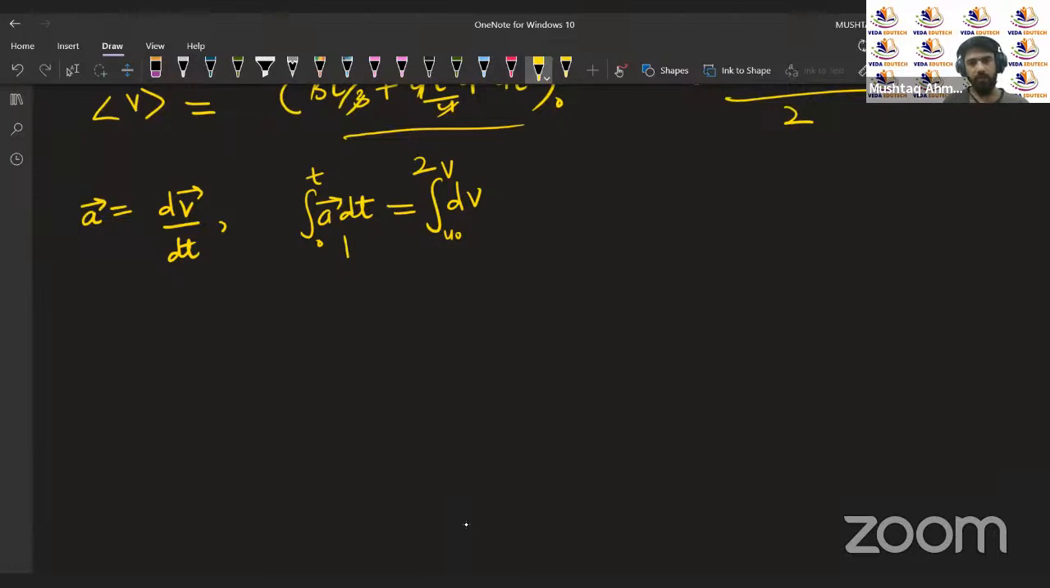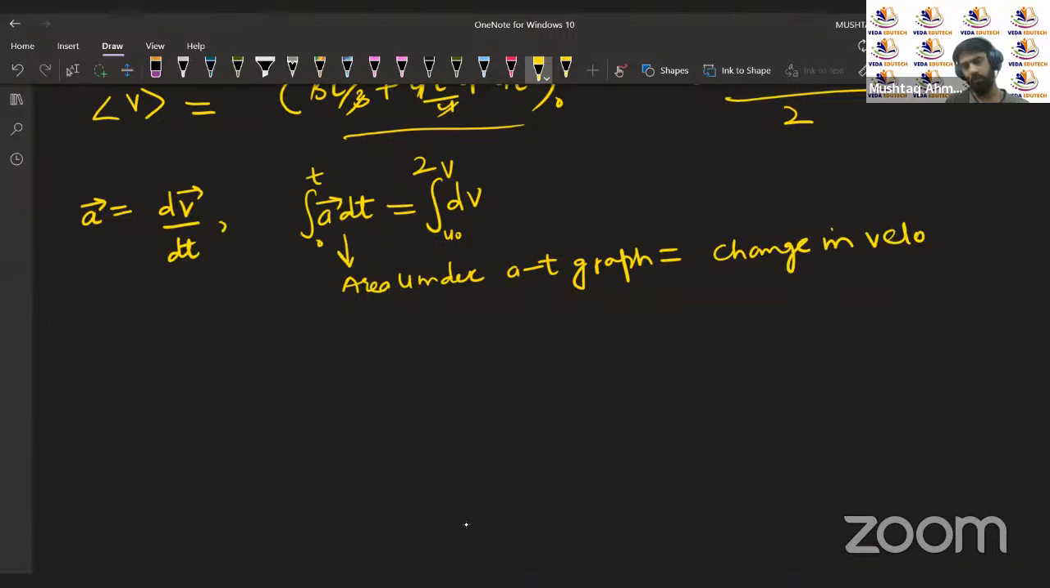So this once again represents the area under the AT graph, that's the acceleration-time graph. So the area under the acceleration-time graph will give us nothing but the change in velocity. That's the one piece of information that we get from the area under the acceleration-time graph.